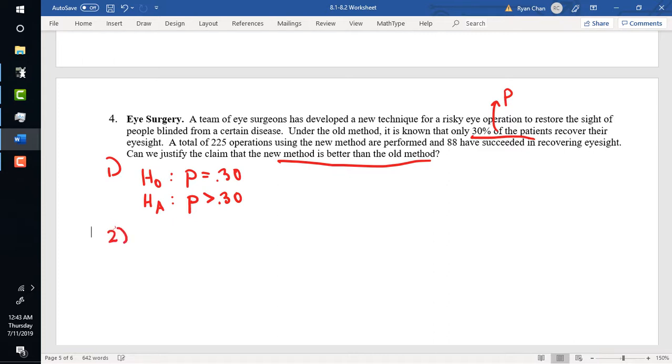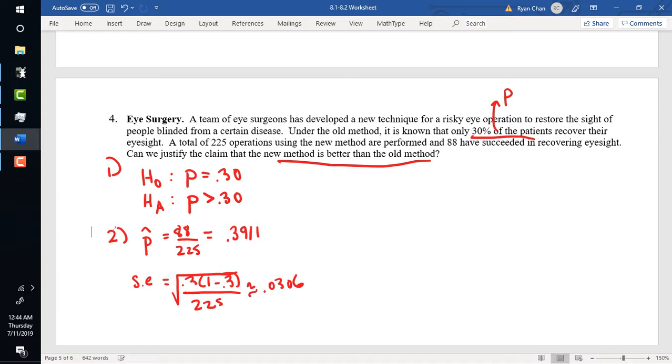Okay, so the second part, we're going to find our P hat. P hat is 88 over 225. Put that in my calculator. Sorry, I'm going to be doing the calculator outside the screen, but you can follow along. That is 0.3911. And then my standard error is going to be the square root of 0.3 times 1 minus 0.3 divided by 225. You should get 0.0306. Okay, and when you're calculating your standard error, try to follow along and see if you got that.